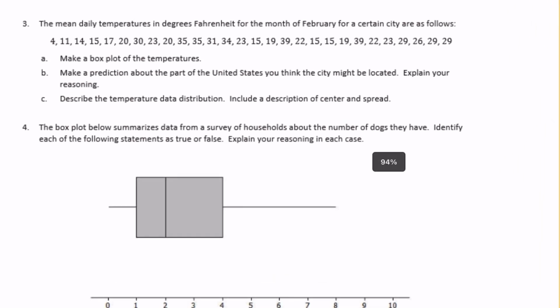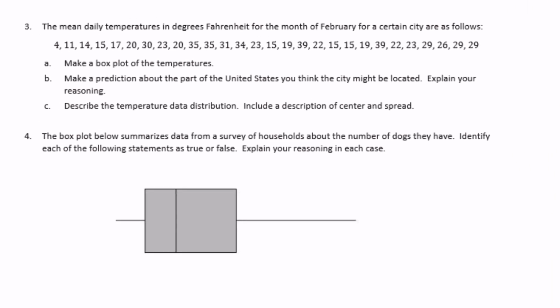Number 3, the mean daily temperatures in degrees Fahrenheit for the month of February for a certain city are as follows. All of those temperatures. Make a box plot of the temperatures. So what we would need to do first is list them all in order from least to greatest. So I'm going to do that and come right back.